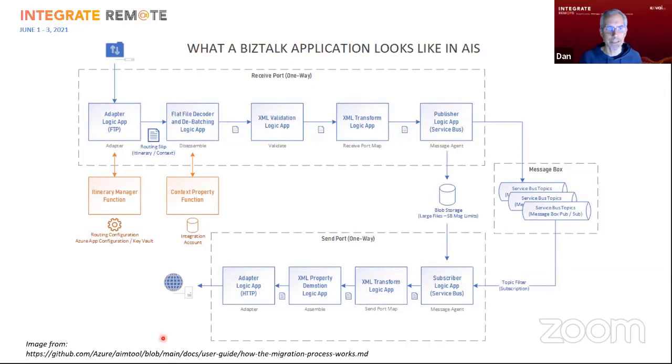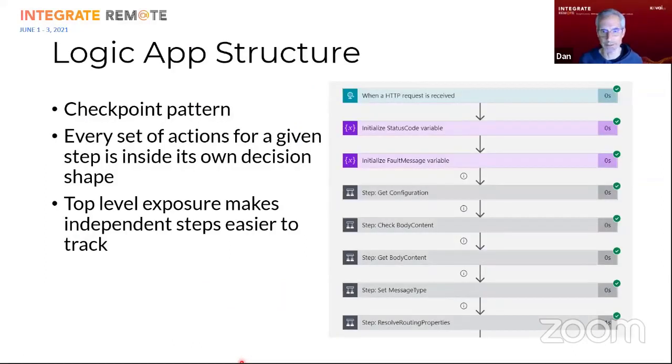So since Logic Apps make up a very large part of the solution, it's helpful to understand the pattern that they've used to create these. Most of them will follow this pattern and look like this. It's a checkpoint pattern. So you'll start with a trigger, of course. You'll have a bunch of variables that get initialized. But then every set of actions that happens is put inside of a decision shape.